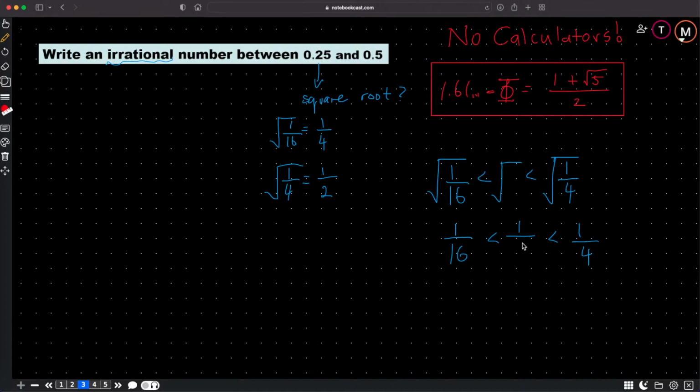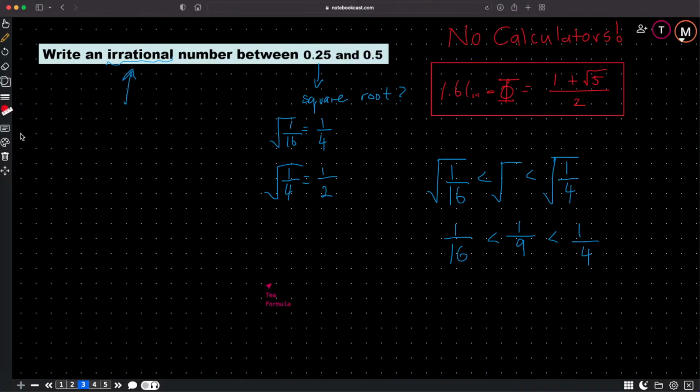Jenny says 1 over 9. Yeah, we could use 1 over 9. The problem with using 1 over 9... well, can you tell me what the problem would be with using 1 over 9? I think I see that you've seen these square numbers, and I would do the same thing. I'm looking for a pattern. I want to use another square number. But we want to avoid using square numbers because we're looking for an irrational number.